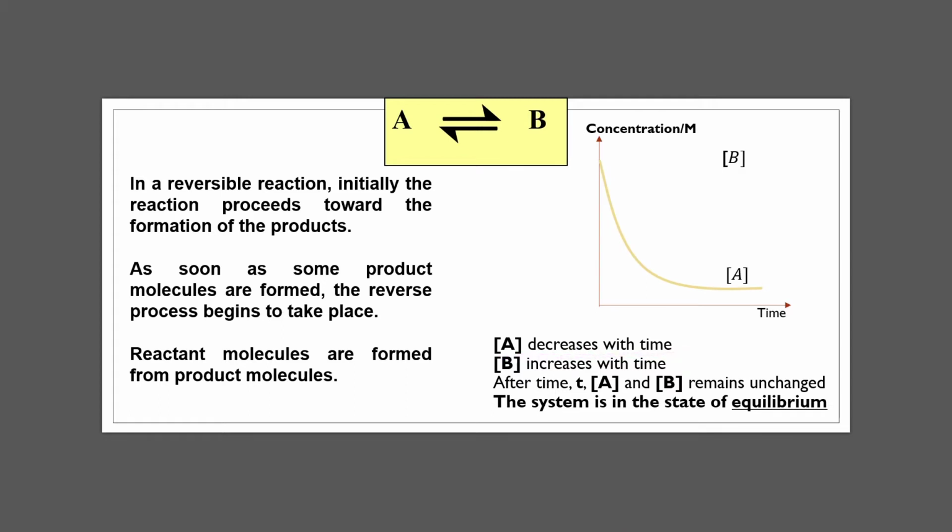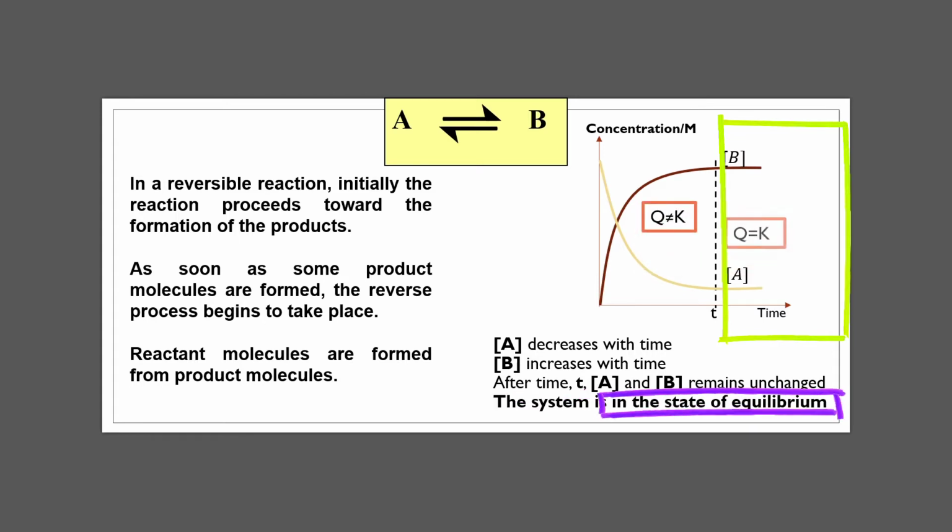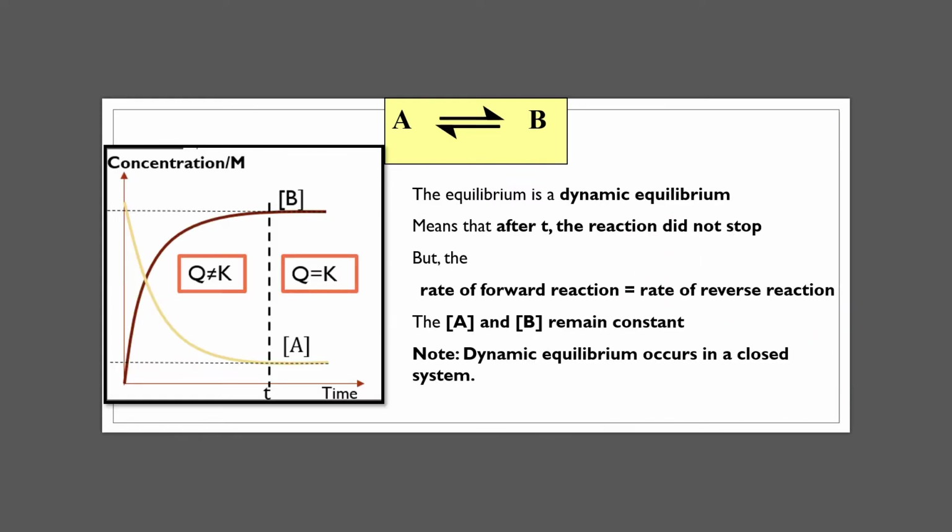As the concentration of reactant A decreases, the concentration of product will increase with time as more product B is formed from the reactant A. After time t, the concentrations of A and B remain unchanged or constant, and at this stage, the system is said to be at equilibrium state. The equilibrium achieved is a dynamic equilibrium.